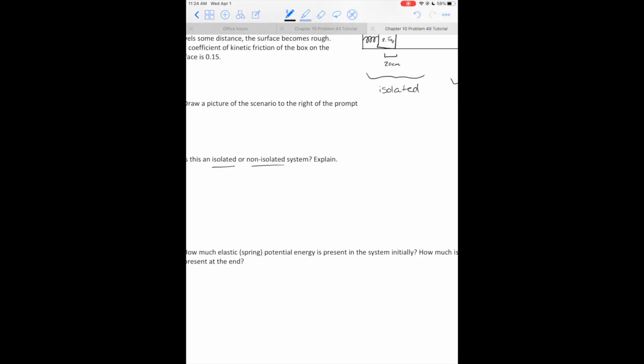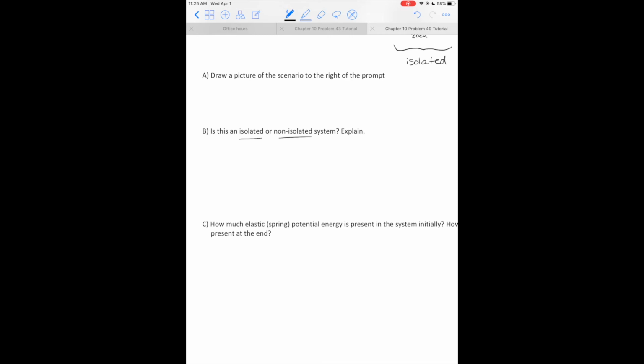So I think it has sections of both. If we were to look at the entire system, I would maybe say non-isolated, simply due to the friction portion of the problem. I'll say ramp here. The rest is isolated.